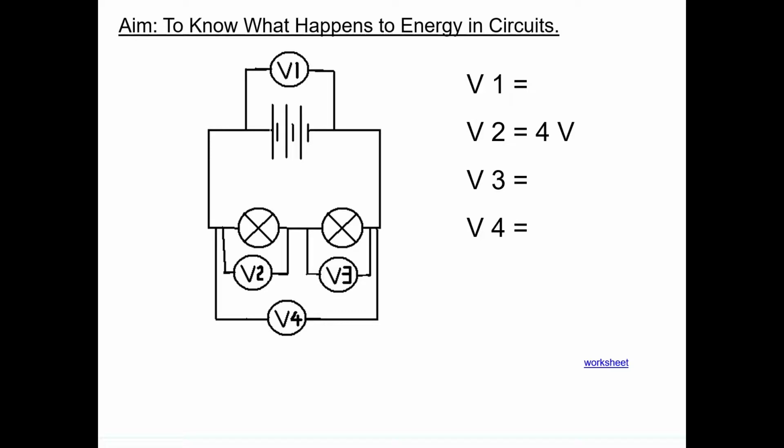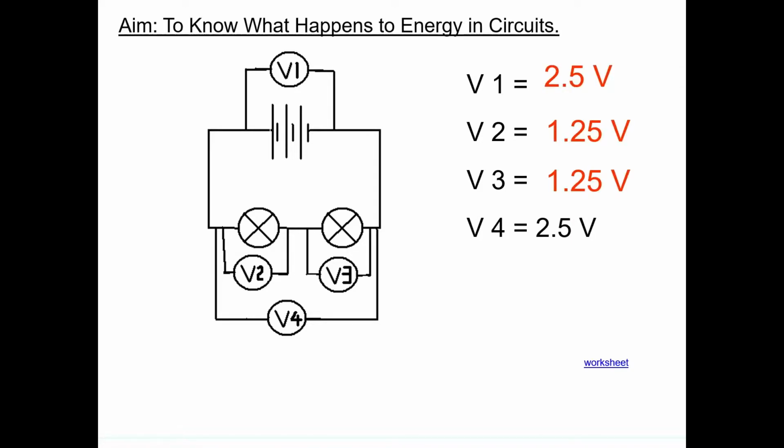Right, V2 is 4. Well, assuming they're the same bulbs, then V3 must also be 4. That means V1, the total picked up, must be 8, and the total dropped in V4 must also be 8. Similar thing really: if V2 is 3 volts, then V1 and V4 must be 6 volts. Okay, so we can whiz through a whole load of these.